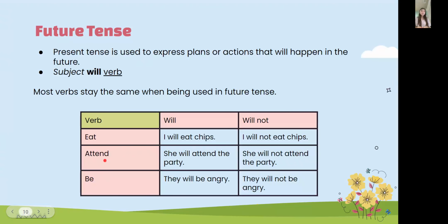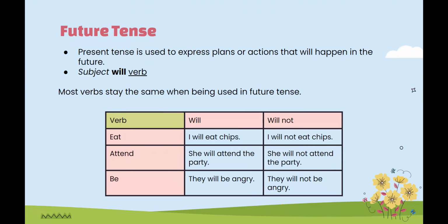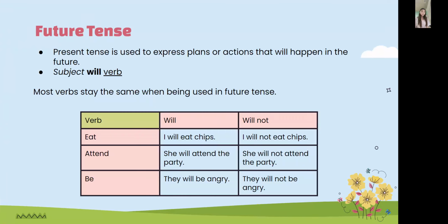Can you think of a sentence that uses the future tense? For example, a sentence would be, I will eat chips. Yeah, that is a sentence using will. Can you think of another sentence using will? You will not eat chips. That's great. Thank you so much for sharing, Nana. It was great hearing from you.